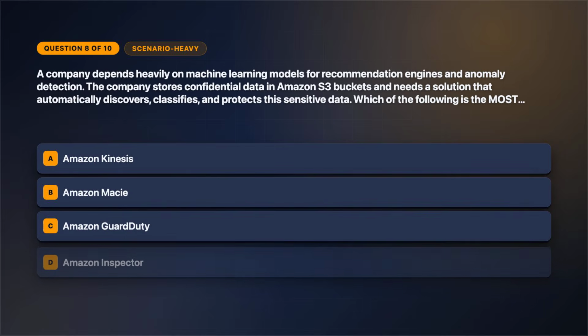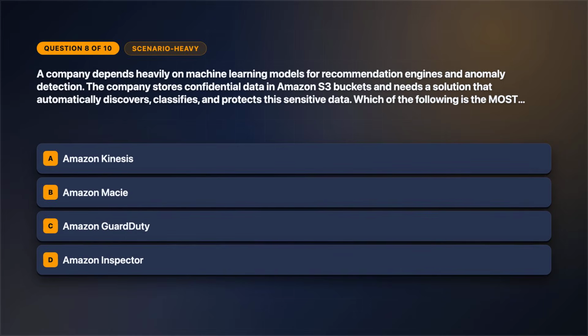Keep your focus here. Question 8. Read this one twice. A company depends heavily on machine learning models for recommendation engines and anomaly detection. The company stores confidential data in Amazon S3 buckets and needs a solution that automatically discovers, classifies, and protects this sensitive data. Which of the following is the most suitable for this use case? Select one answer. Review the answer choices on screen.